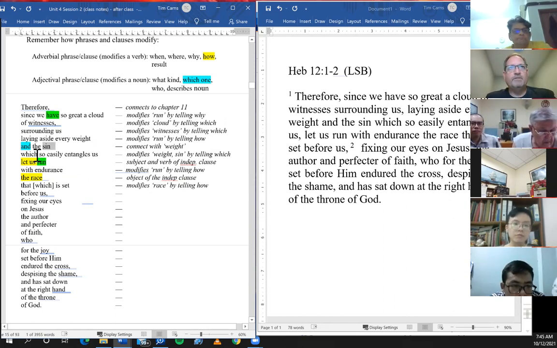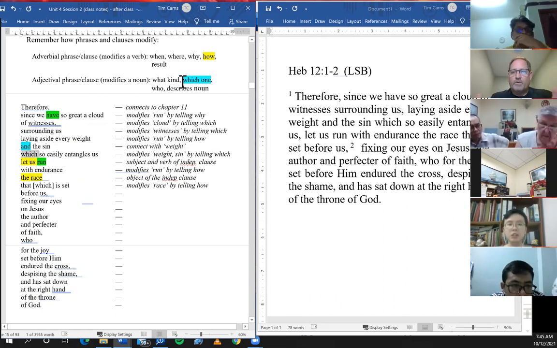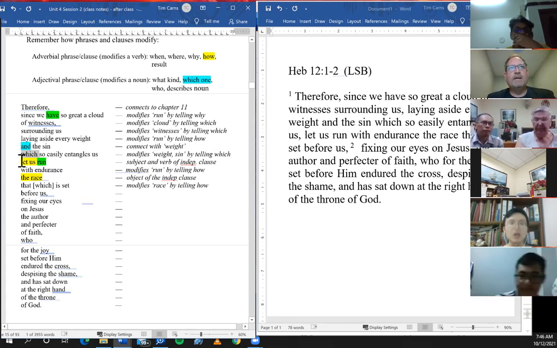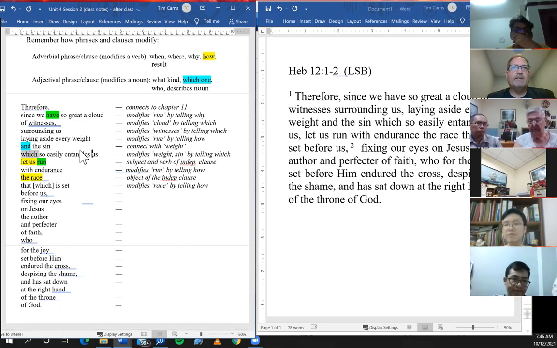Well, a couple of reasons. So I'm talking about which so easily entangles us. There's the word which, telling me it's going to modify a noun. That word which is going to describe something about a noun. And then I ask, okay, sin is a noun, so does that make sense? Is it describing sin? Yes, it is. So I would say, okay, that makes sense.